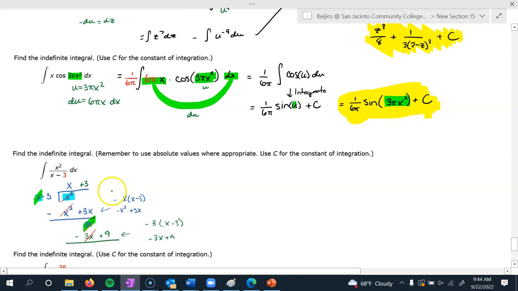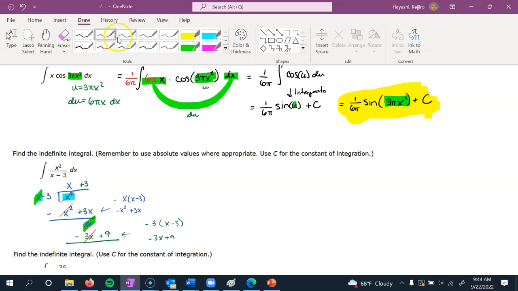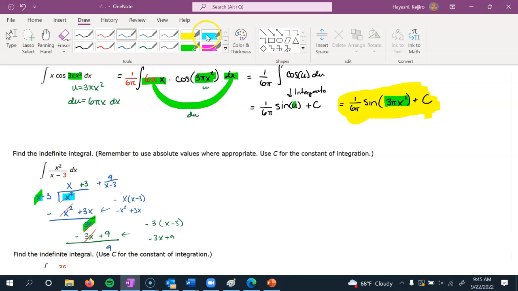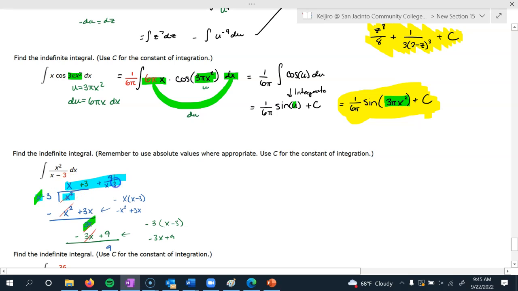Right, these are the ones that cancel. Okay, and so you get 9 as a result. And now x can't go into 9, so 9 is your remainder, meaning that you're just going to have 9 over whatever you're trying to divide by, 9 over x minus 3. So this right here is like this: x squared over x minus 3 can alternately be written x plus 3 plus 9 over x minus 3.